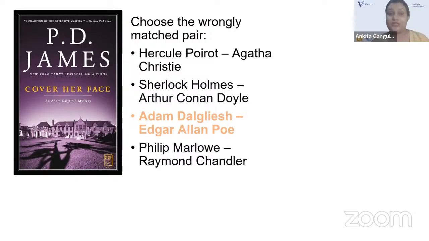And the first novel where we get to see this detective character is Cover Her Face by P.D. James. And we see this detective in 14 mystery novels. So please be very careful. Edgar Allan Poe created the character of August C. Dupin, and Adam Dalgliesh was created by P.D. James. That is good. P.D. James is a woman, okay? Right. Next question.